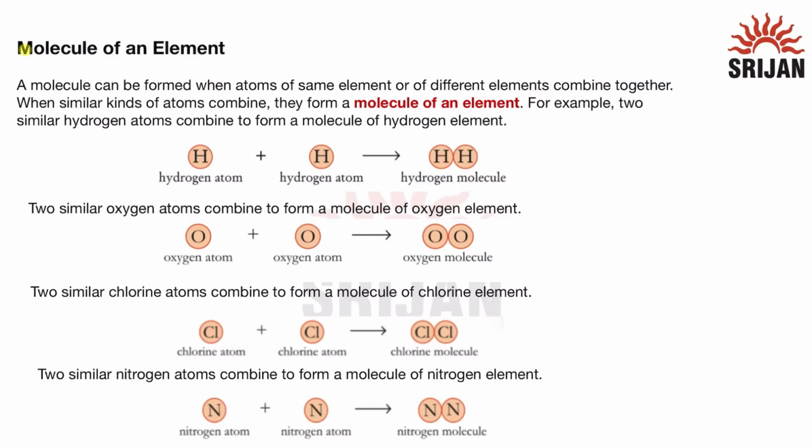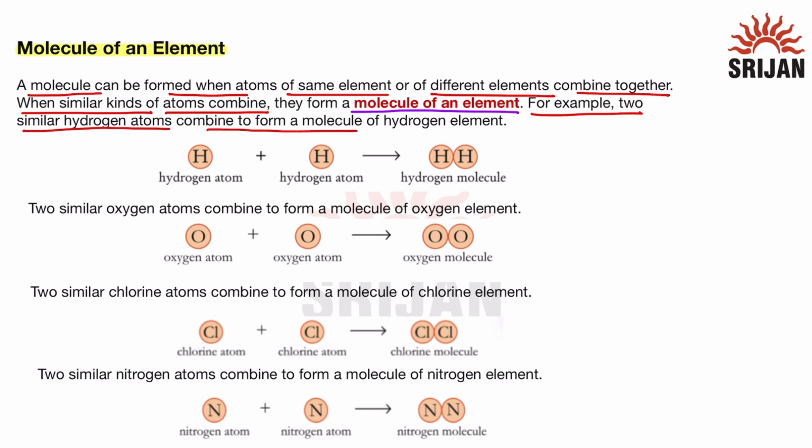The topic is molecule of an element. Now a molecule can be formed when atoms of the same element or different elements combine together. When similar kinds of atoms combine, they form a molecule of an element, because an element is made up of similar kind of atoms. For example, two similar hydrogen atoms combine to form a molecule of hydrogen element.